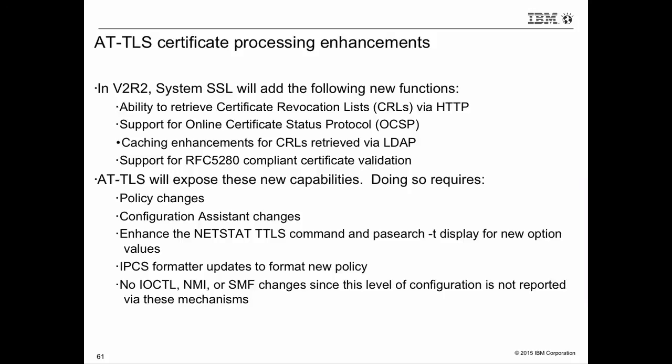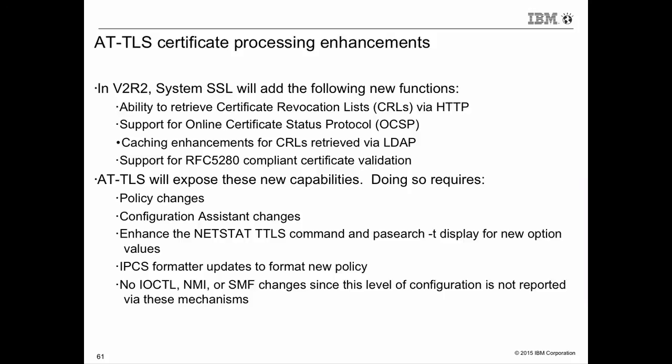The processing of ability to retrieve a certificate revocation list, a list of certificates that have been revoked by the certificate authority. Today, you do that generally from LDAP. With 2.2, System SSL has had the ability to retrieve those through HTTP. A big change that's come around in 2.2, support with System SSL and within CS server, is the ability to support something called Online Certificate Status Protocol, or OCSP.